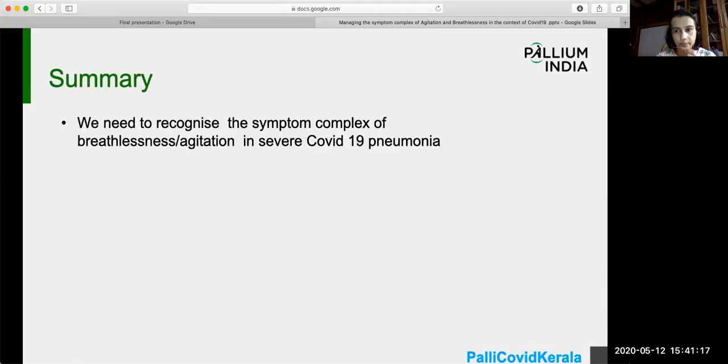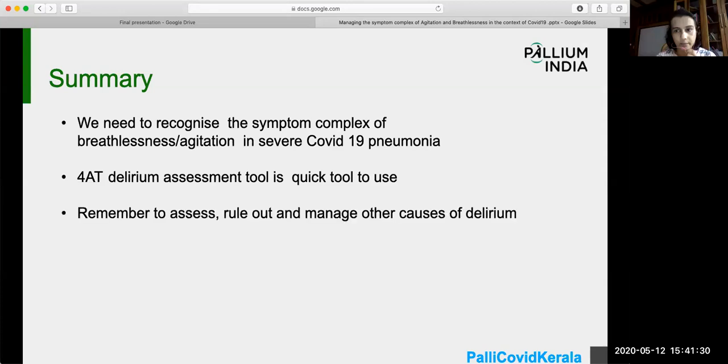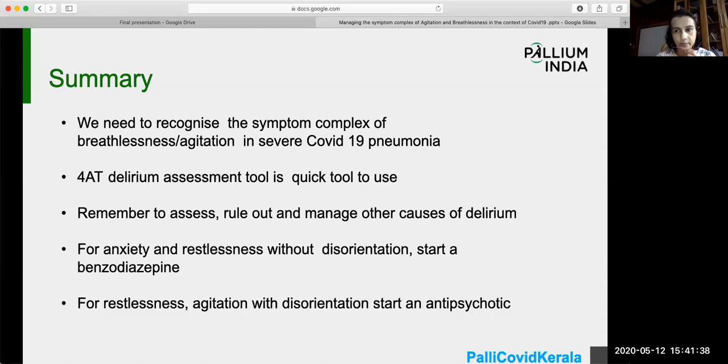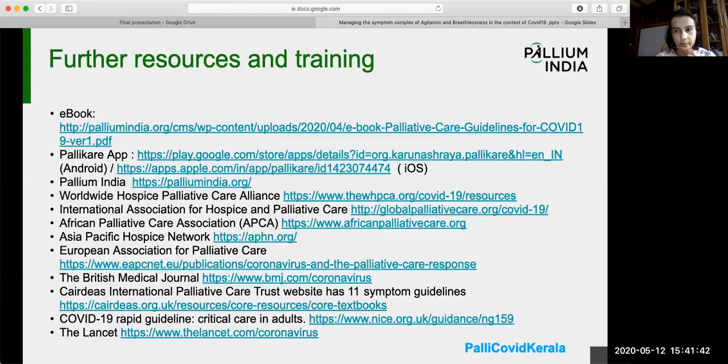So to summarize, we need to recognize that there's a symptom complex of breathlessness and agitation together in severe COVID-19 pneumonia. For delirium, the 4AT is an assessment tool, a quick-to-use tool. And remember to assess, rule out and manage other causes of delirium. For anxiety and restlessness without disorientation, start a benzodiazepine. For restlessness, agitation with disorientation, start an antipsychotic.